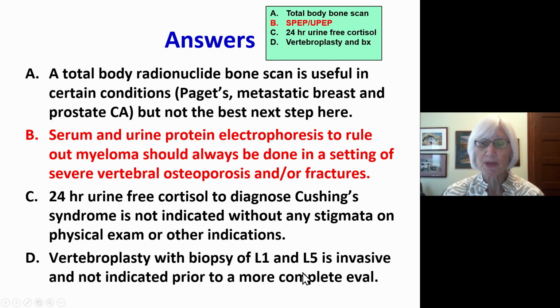Vertebroplasty with biopsy is invasive and not indicated prior to a more complete laboratory evaluation. If the laboratory evaluation was negative and you had no other reason for these sudden spontaneous vertebral fractures, this could be considered for a diagnostic purpose. We usually don't do vertebroplasty for pain until at least 6 or 8 weeks have gone by.